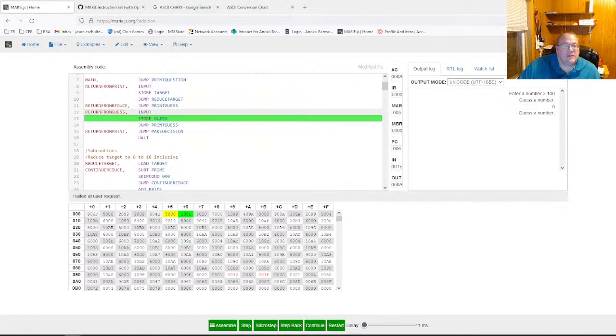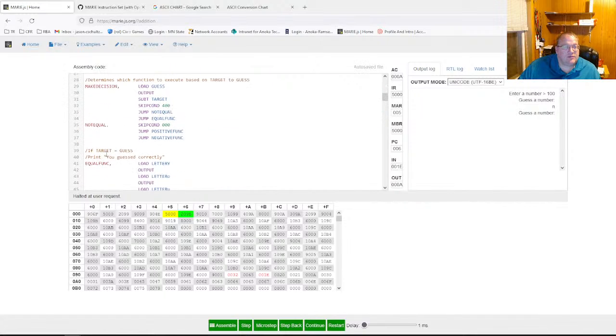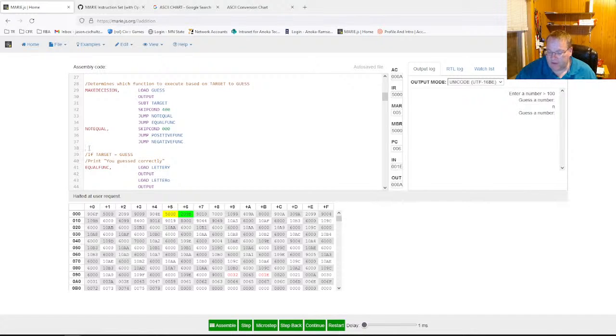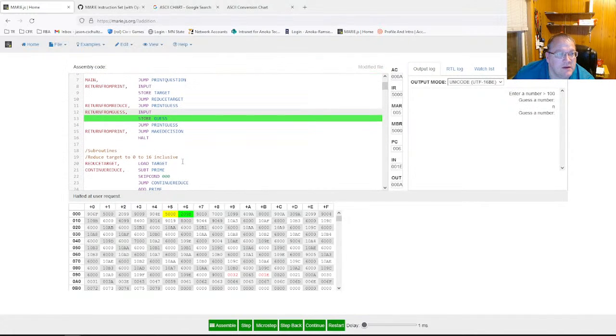Okay, so then let's go down to our subroutines here. Let's make another one. Print guess in decimal. Okay. That's its name. Let's print guess.